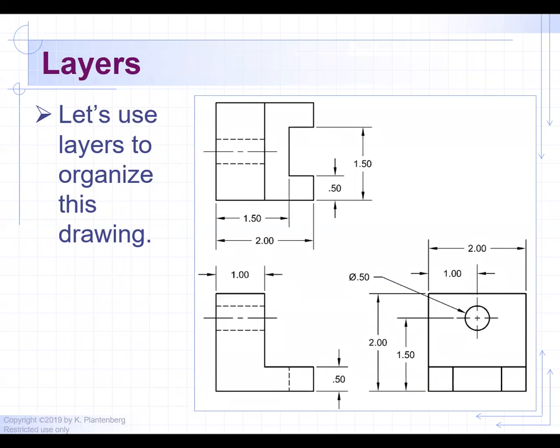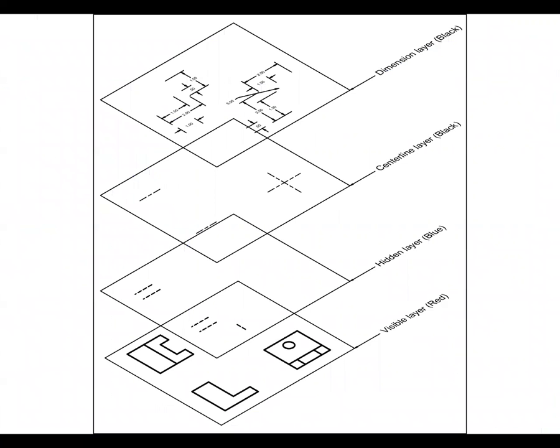So let's use layers to organize this drawing. On top we have our dimension layer. We have our center layer. We have our hidden line, and we have our visible lines.